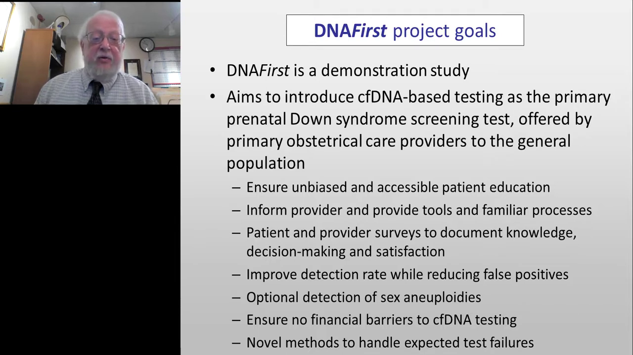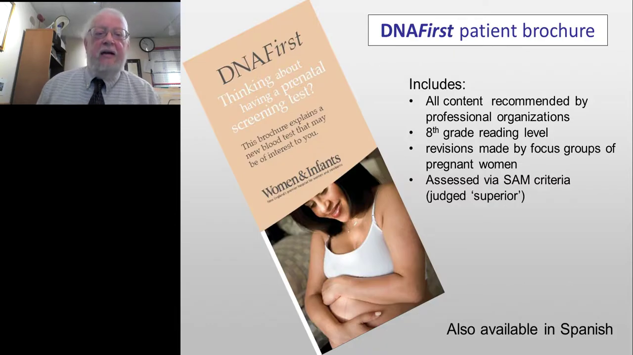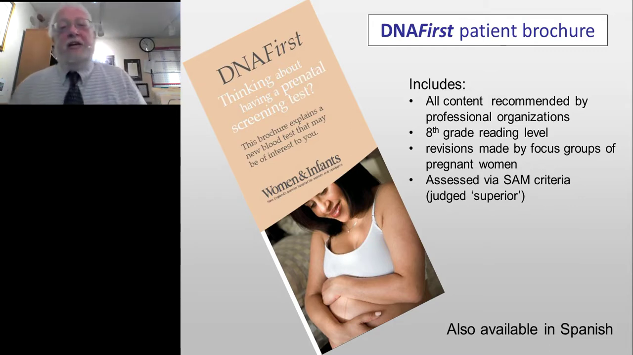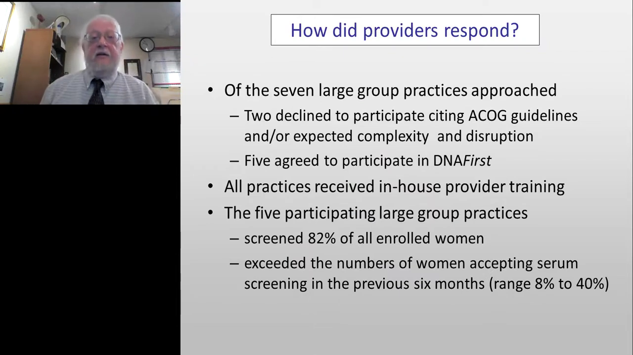Optional detection of sex aneuploidies. There were no financial barriers here. We offered free testing for 9 months to anybody who wanted it. Even the insurance was not billed. And I'm not going to address the last one. So there was the booklet, and it was at the 8th grade level. SAM criteria was met. It had all the content that was recommended at the time by the professional organizations. And the only thing I'm going to really focus on here is uptake and what we found.